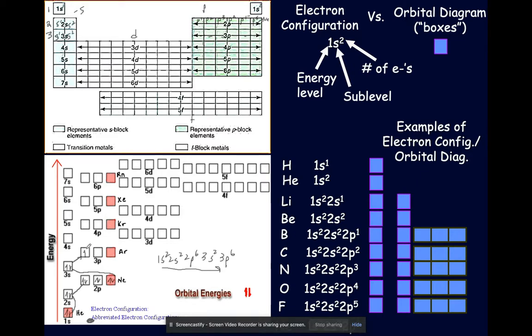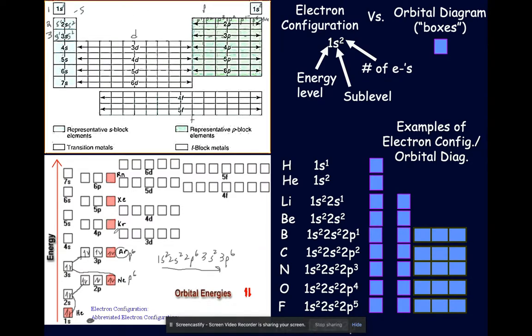Once you finish 3p6 here at argon, you should remember that every time you fill a p level, you finish a noble gas. So again, p6 will always be noble gases, and that's one of the reasons why they're stable, because you always fill an S and a P.